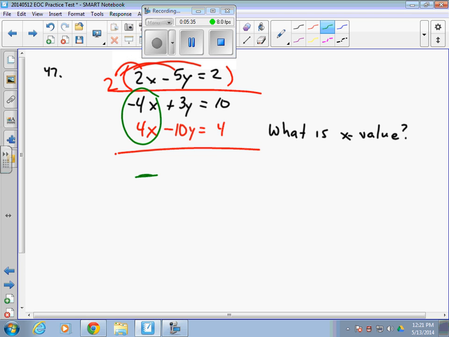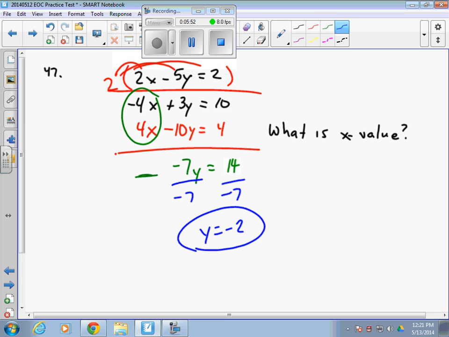3y and negative 10y is negative 7y, and 10 and 4 is, I'm sorry, 14. 10 and 4 is 14. Get y by itself by dividing by negative 7, and y's value is negative 2. So we got y's value. Notice that's one of the options, B. That's not the right answer, though. It asks us for what is the x value.